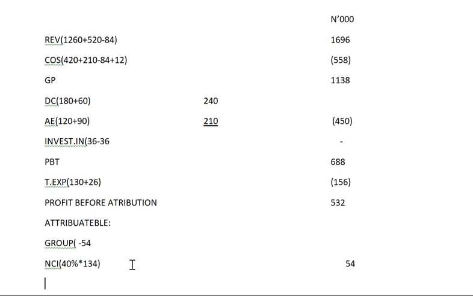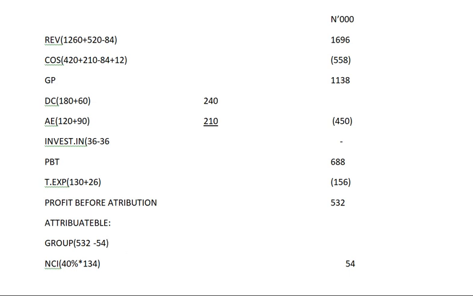532. Then you now do attributable, where you have already done your NCI. So now, like I said, it will be profit before attribution, or profit for the year, minus NCI share of profit, which is 532 minus 54. That will now be 478.